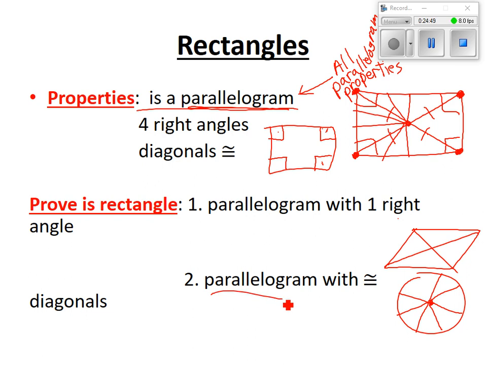Prove it's a parallelogram and prove that the diagonals are congruent. So if this distance is the same as that distance, and we know it's a parallelogram, then it has to be a rectangle.